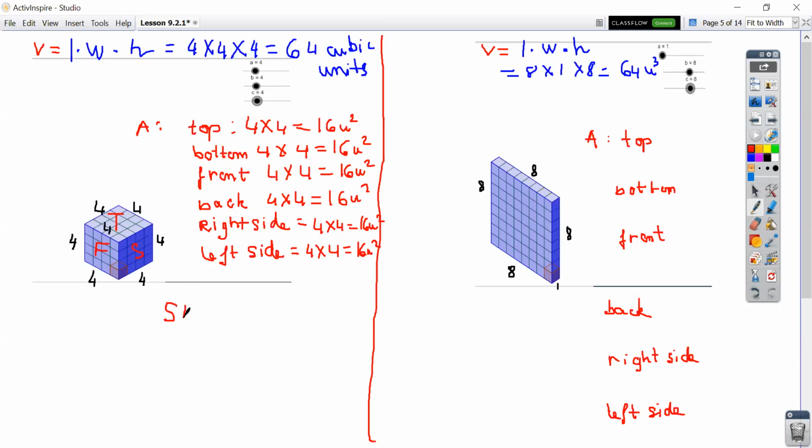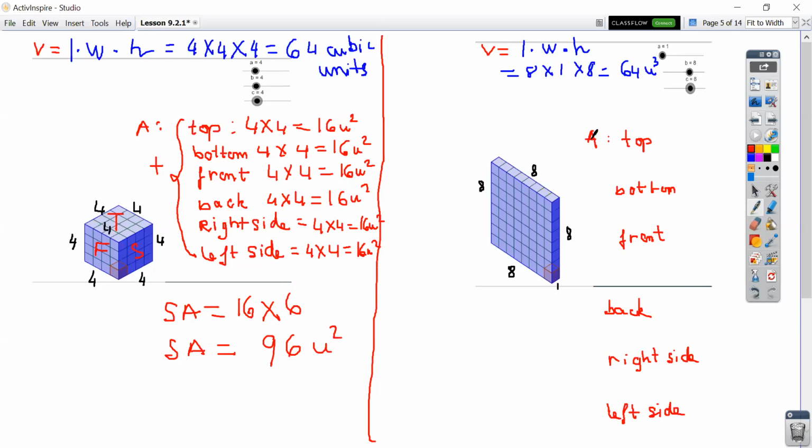So what do they want? They want to find the surface area, the total area, the sum of the areas. So we add all of these 6 areas together: 16 plus 16 plus 16 plus 16 plus 16 plus 16. It's the same as 16 times 6. So for this 4 by 4 by 4, the surface area is 96 square units. The other one, what do we have?